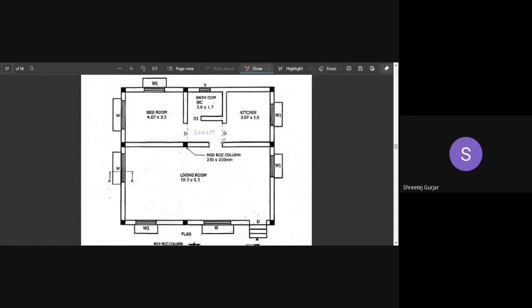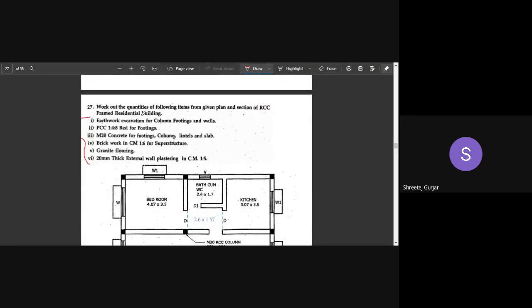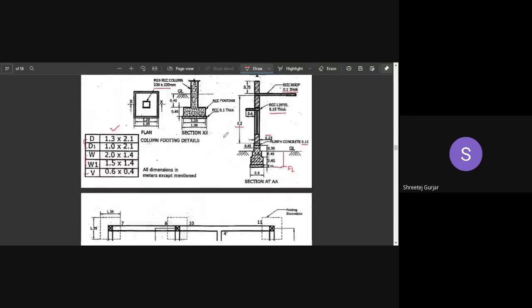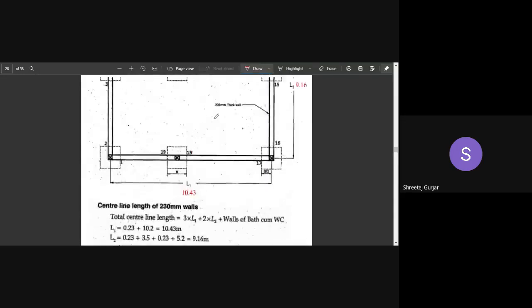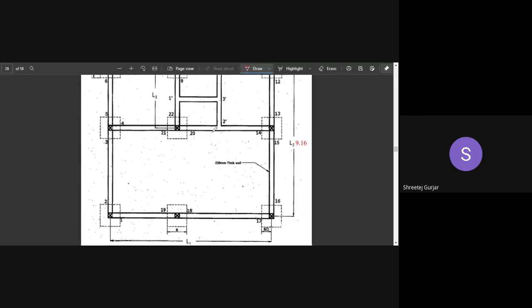You can observe here, they have not mentioned any method to be used for calculation. So what we will do is use the center line method. We will be using the center line method for solving this numerical.